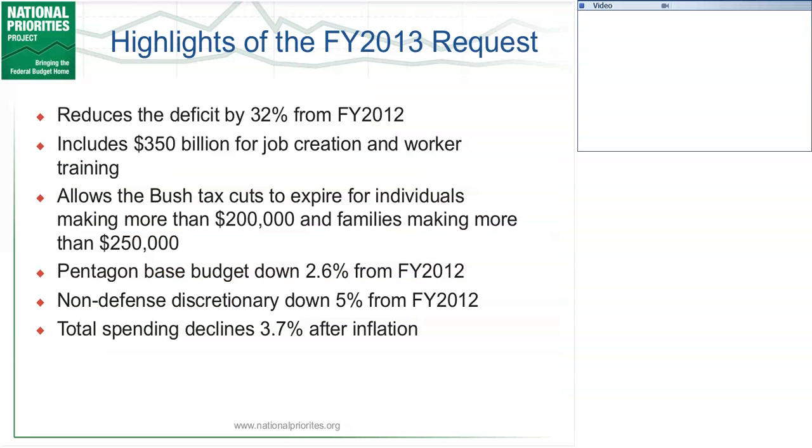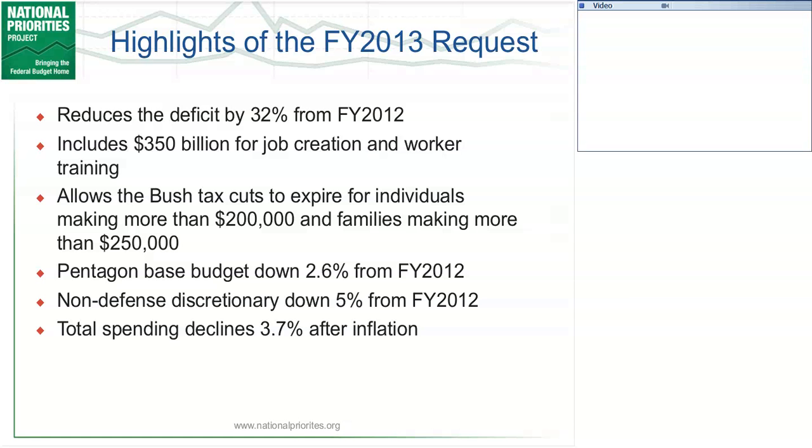So what are the highlights of the 2013 request? One of the things that we'll spend a lot of time talking about today is the deficit, and according to the administration, the 2013 request would reduce the annual deficit by roughly 32% from fiscal 2012 levels. It includes a substantial amount of money, $350 billion for job creation and worker training. And with regard to the Bush tax cuts, it allows the tax cuts for the wealthy, individuals making over $200,000 or families making over $250,000 a year to expire, while maintaining tax cuts for middle and working class.